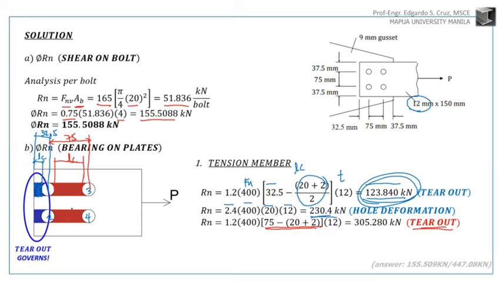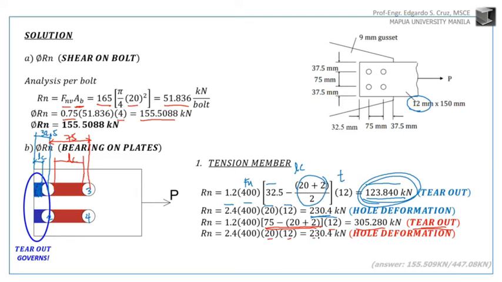Kaya minus ko yung dalawang kalahati ng D hole. Okay, so times the thickness ulit. So I got 305 for tear out. So para ma-tear out yung bolts 3 and 4, okay, so 305. What about for deformation? For hole deformation, it's 2.4 of FU, diameter 20, thickness of 12.